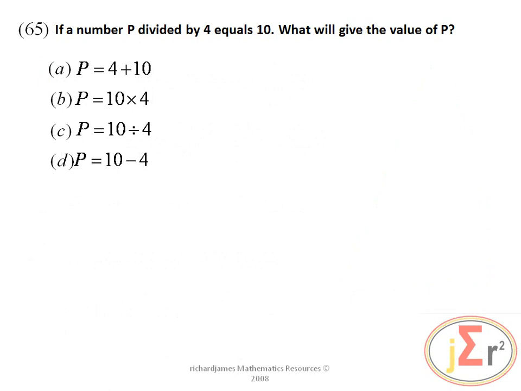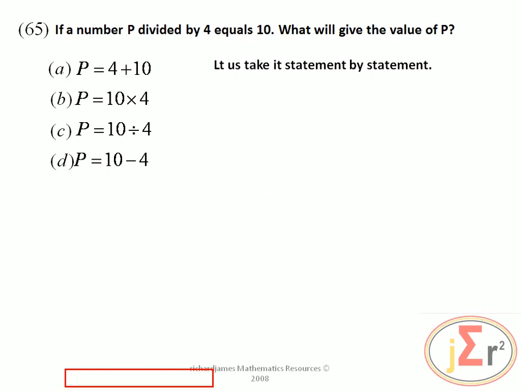If a number p divided by 4 equals 10, what will give the value of p? So let us take it statement by statement. A number p divided by 4. What does that mean? We have p divided by 4, and what do we say? Equals 10. That is equal to 10.